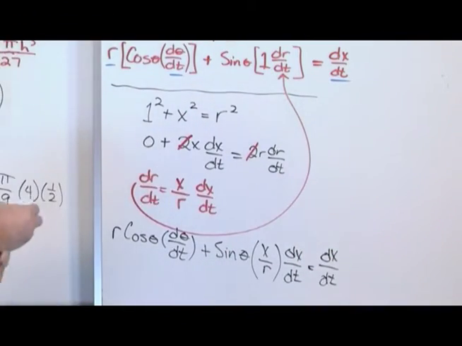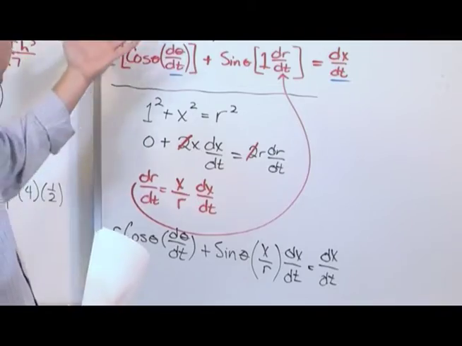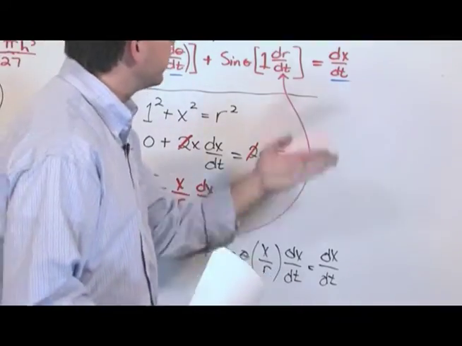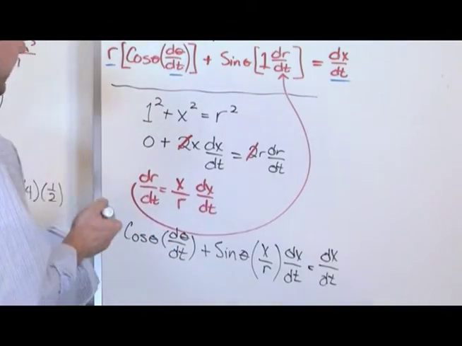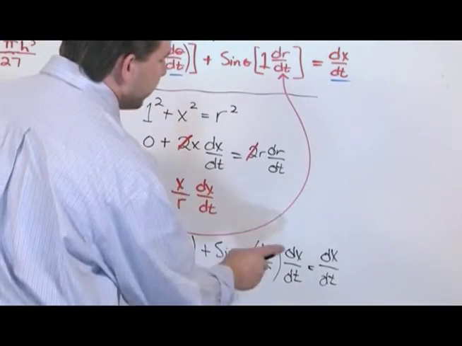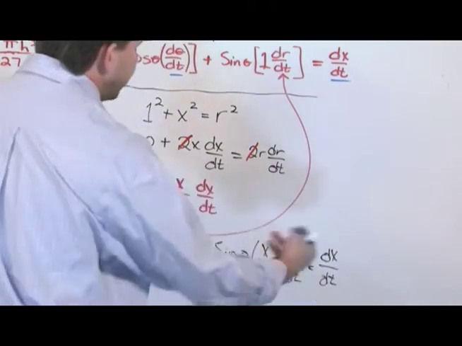So it all becomes a numbers game to try to use the information that you have to eliminate things from this that you don't know, so that we finally end up with an equation that you can plug information into and solve for dx dt. So it may not look like we've made a lot of progress, but we really have, because we've eliminated dr dt. Now we have dx dt here and here. We can combine those terms later.